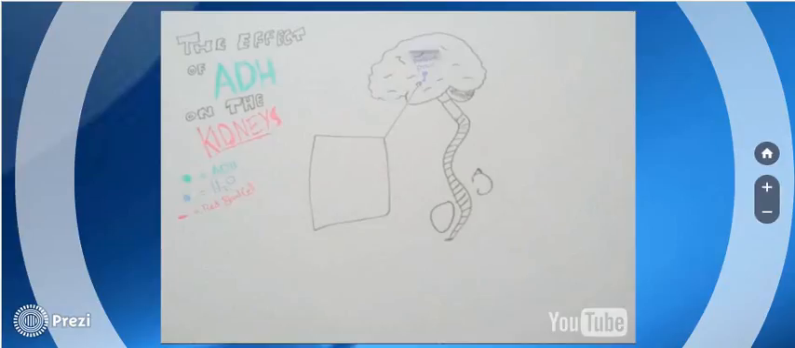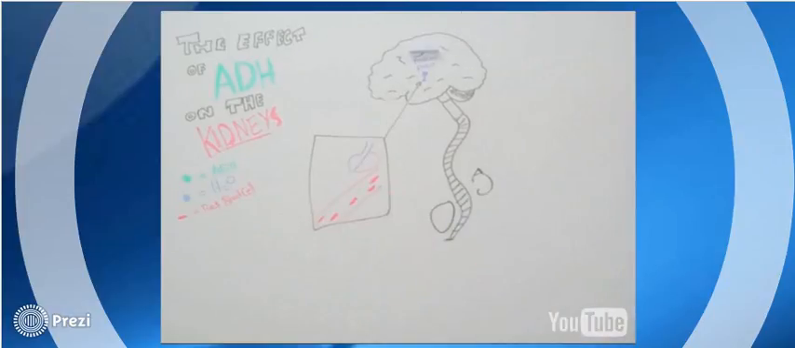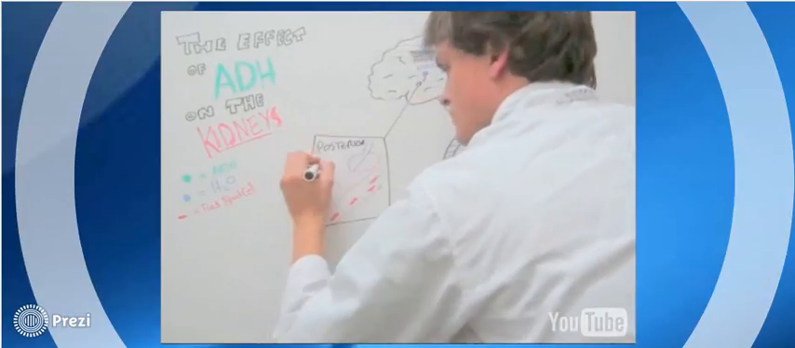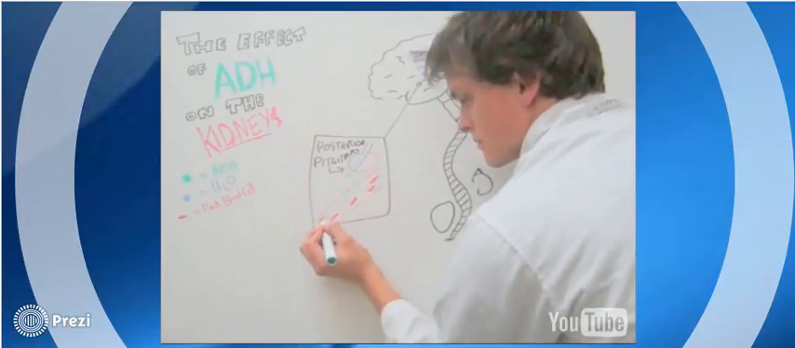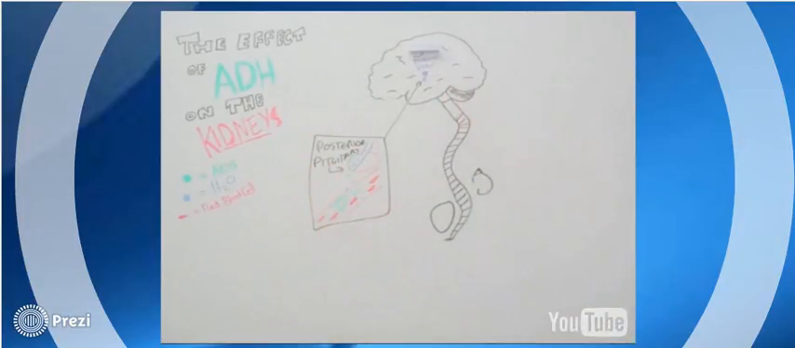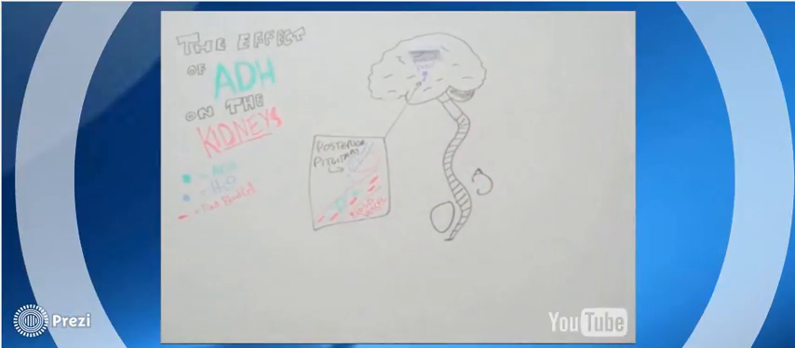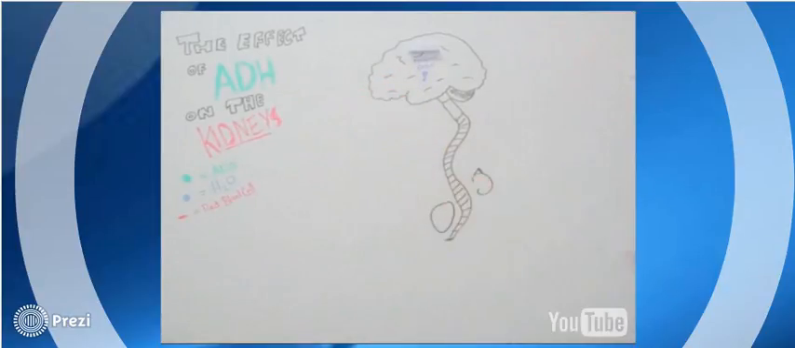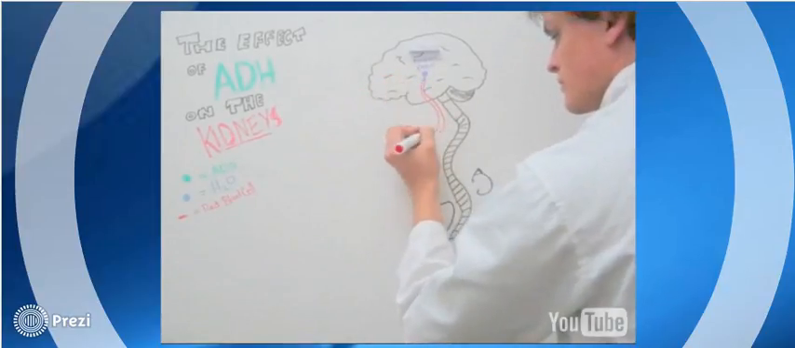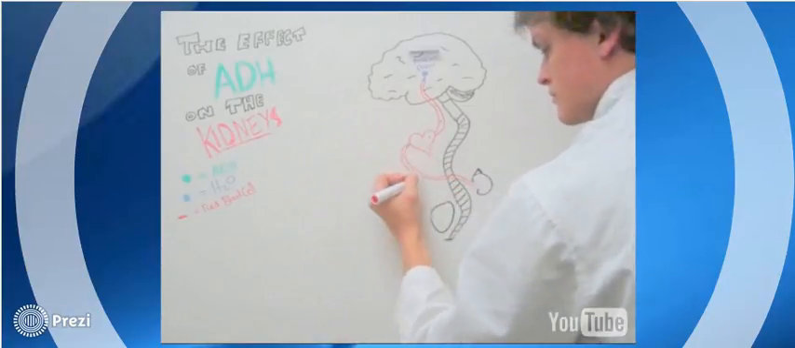So we can see it properly. Now, the posterior pituitary gland is an extension of the neurohypophysis, which is actually a part of the hypothalamus, and it secretes ADH into the blood vessels. The antidiuretic hormone then travels through the bloodstream and is pumped around the body until it reaches the kidneys.